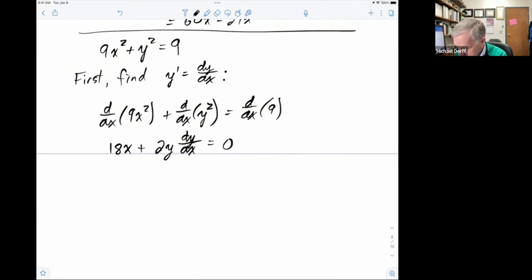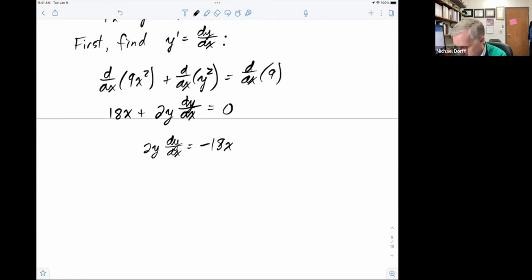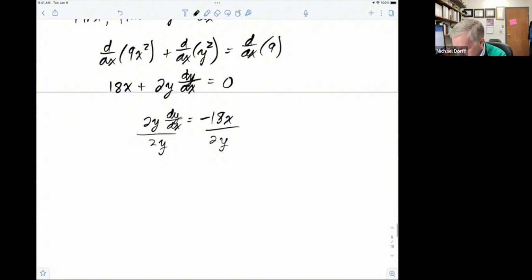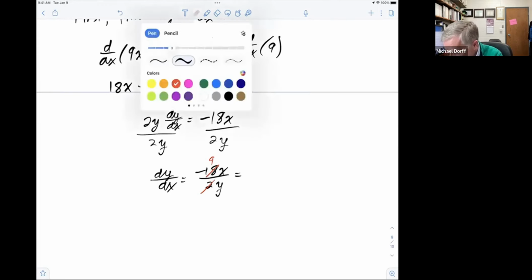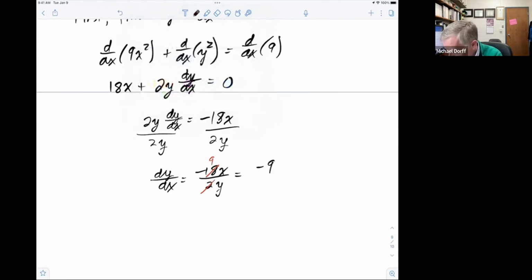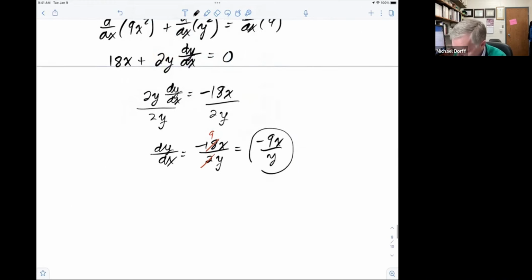So now I bring the 18x to the other side, and I get 2y dy/dx equals negative 18x, because I subtracted 18x from both sides. Next step is to divide both sides by 2y, and I get dy/dx equals negative 18x over 2y, which I can reduce by 2, and so I'm going to end up with negative 9x over y. So there's the first derivative.